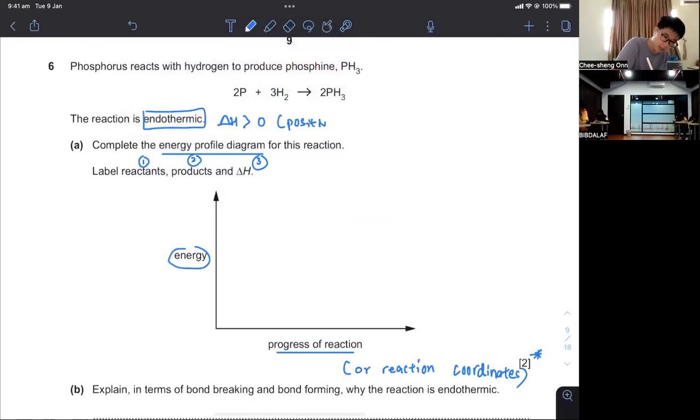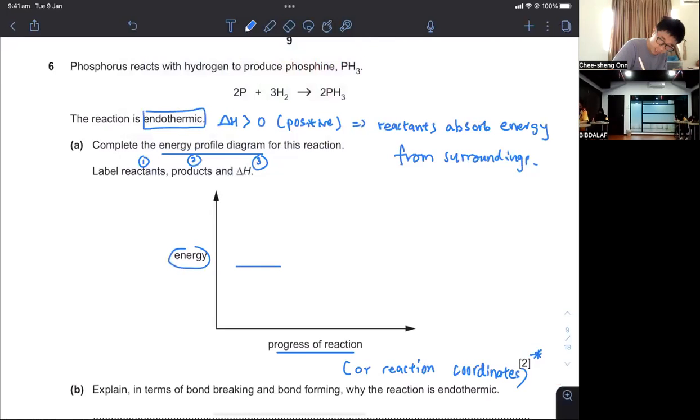It's positive, and that is because your reactants absorb energy from the surrounding, and that is why the surrounding temperature will drop. That is what happened to the surroundings because the reactants absorb energy. When the reactants absorb energy from the surrounding, the products will have more energy. You take away the energy from the surrounding, and that is why your delta H is from the energy level of reactant to the product.